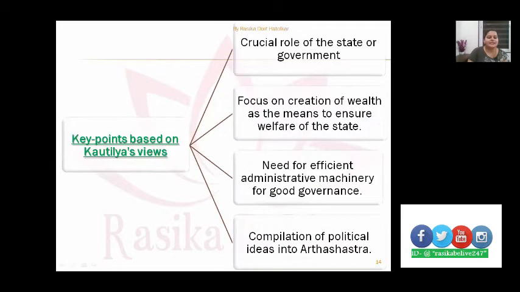Well, then let's see the key points based on Kautilya's view. From Kautilya's point of view, what issues are very important in economics? Critical role of the state or government. Now see, it is a very crucial role. It is not so easy. The state and government have to take big decisions about where to use the money properly.